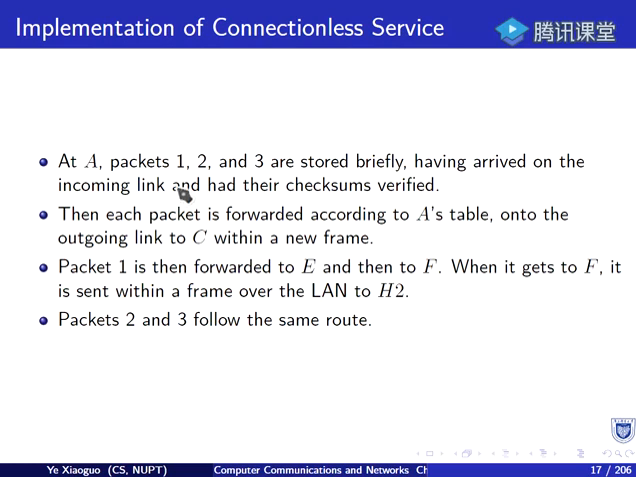At A, packets 1, 2, and 3 are stored briefly, having arrived on the incoming link and had their checksums verified. Then each packet is forwarded according to A's table onto the outgoing link to C within a new frame. Packet 1 is then forwarded to E and then to F. When it gets to F, it is sent within a frame over the local area network to H2. Packets 2 and 3 follow the same routes.